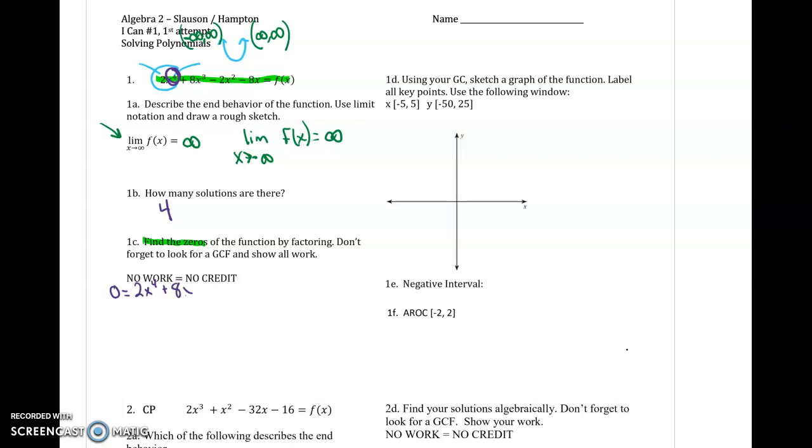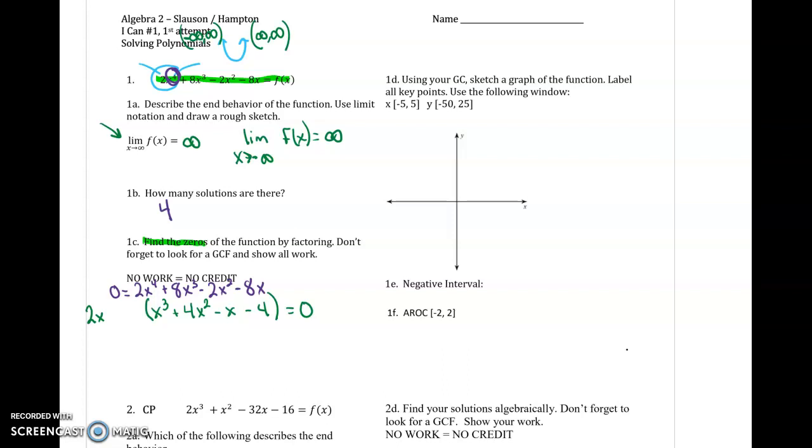It does say, don't forget to look for a GCF, and hopefully you'll notice as I'm rewriting this that a GCF that I could factor out of everything is a 2 and an x. So I'm going to go ahead and take that 2x out and put it way over there. And then what I have left is x cubed plus 4x squared minus x minus 4. Now I'm going to factor what's still in parentheses.